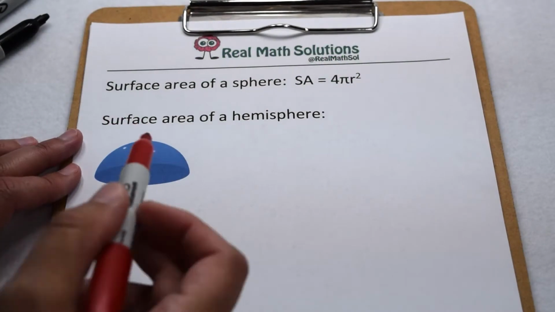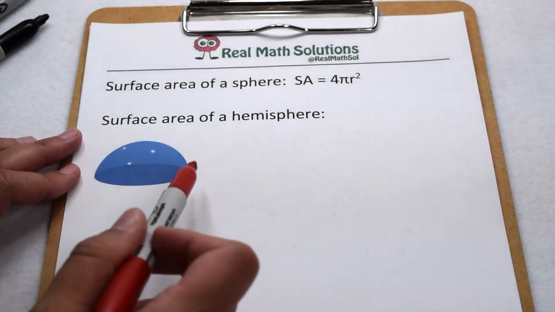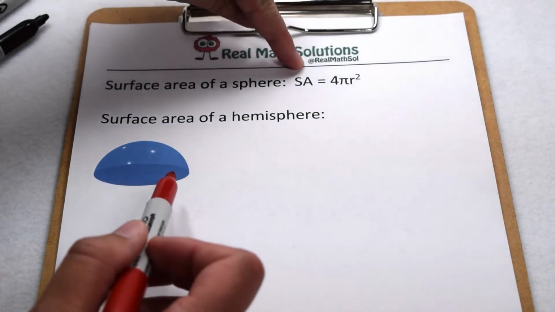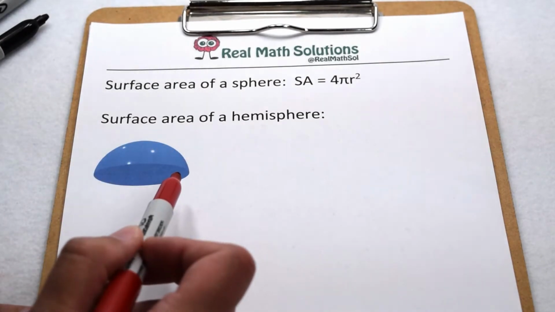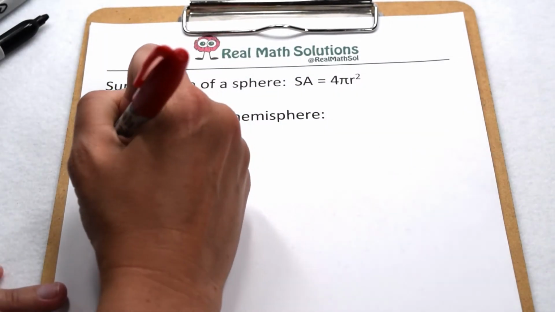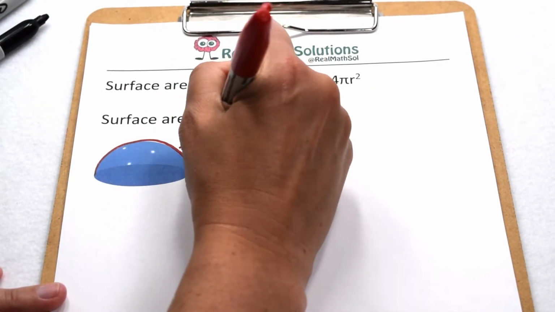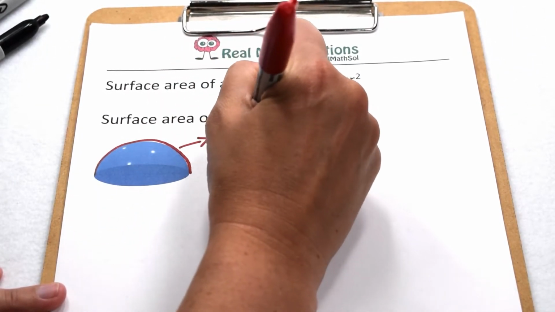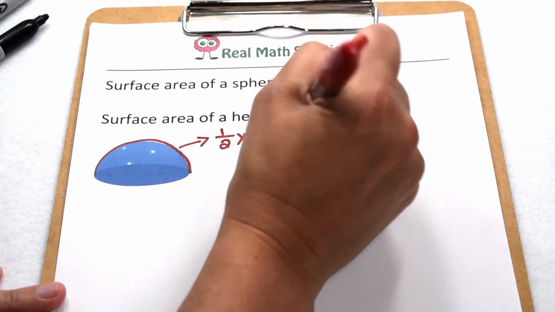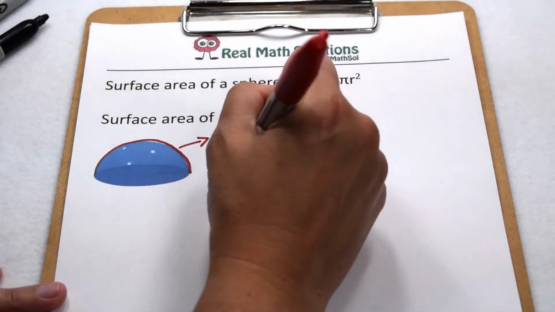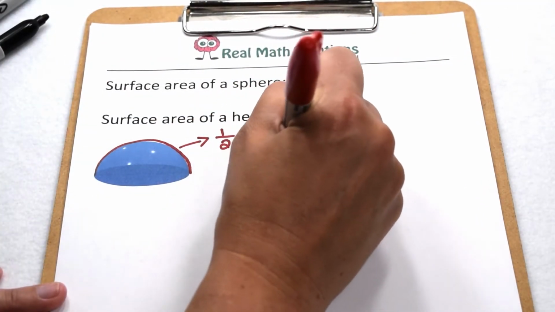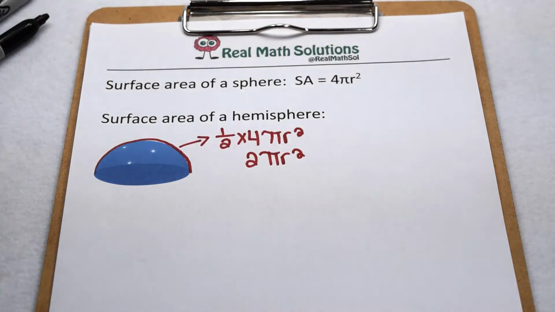We know that a hemisphere is half of a sphere, so we're going to use that fact along with what we know about surface area of a sphere to help find the surface area of a hemisphere. Well, first off, this dome is going to be worth half the surface area of that whole sphere. So that means we're going to have 1/2 times 4 times pi times radius squared. 1/2 times 4 we can simplify to 2, so that gives us 2 times pi times radius squared.